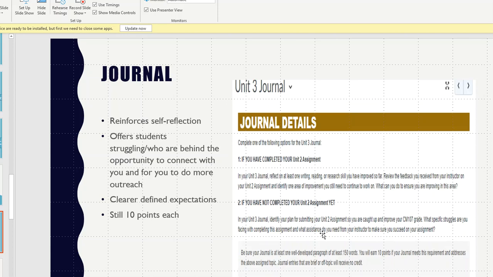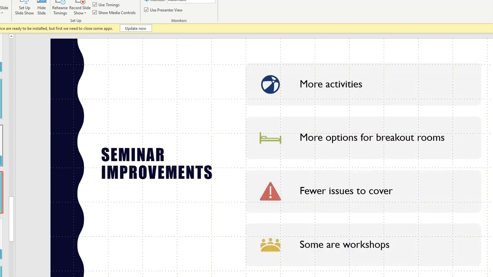Any questions about the journal? It's still 10 points, and it still focuses on self-reflection. If not, we'll move to seminar.